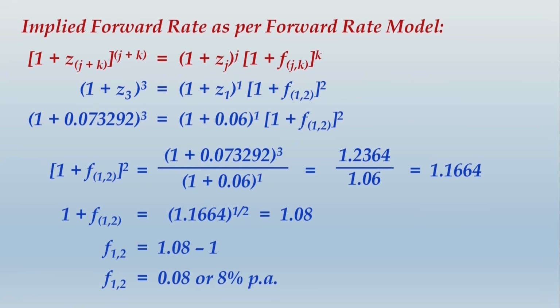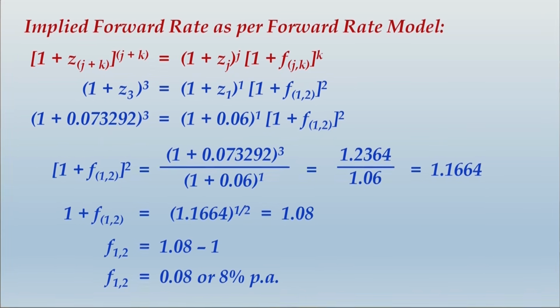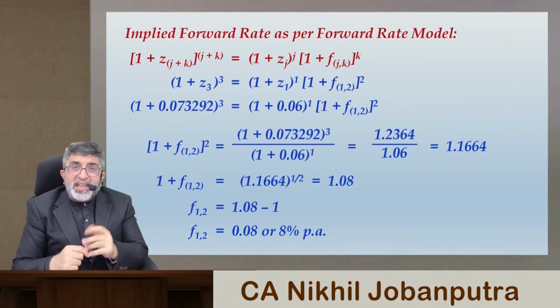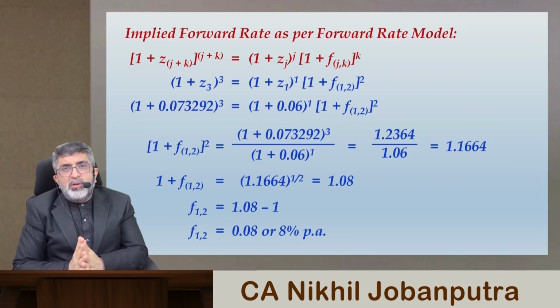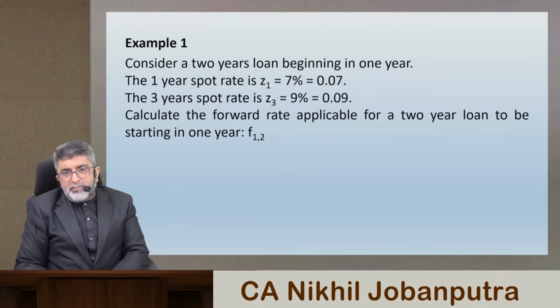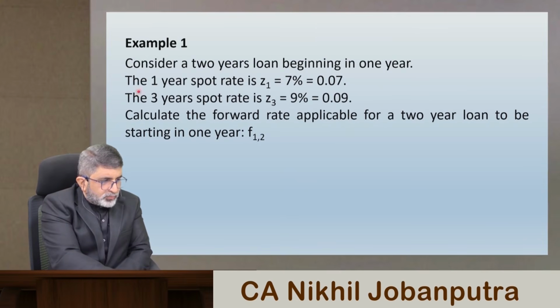Alright friends, so now the objective is very clear. We want to take up a calculative example just for assuring that without my help you are able to make the calculations. So here is that example. I have given you 1 year spot rate Z1, 3 year spot rate Z3. So 7% is the annual spot rate for 1 year. 9% is the annualized spot rate for 3 years.